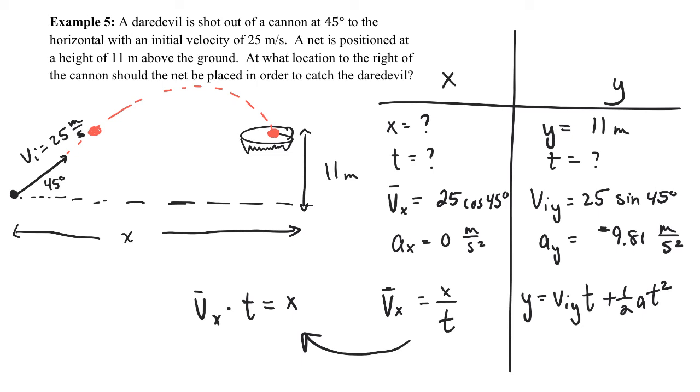So let's go to the y direction and plug everything in. This is 11. 25 times the sine of 45. I don't have a number for that. I didn't write it down. Can somebody tell me what that is? 17.6.